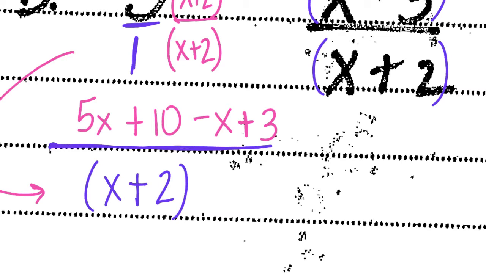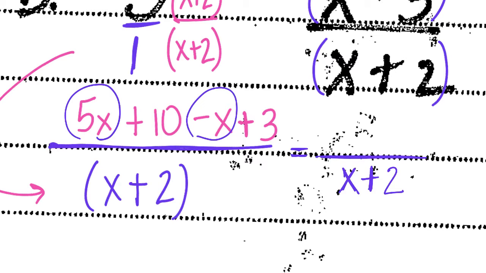So in the denominator, I still have that x plus 2. And on the top, I have 5x minus x, which is 4x. And 10 and 3 is 13.